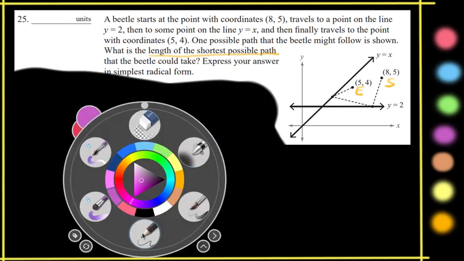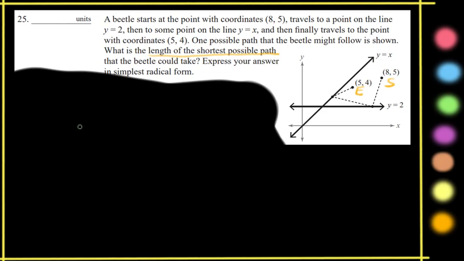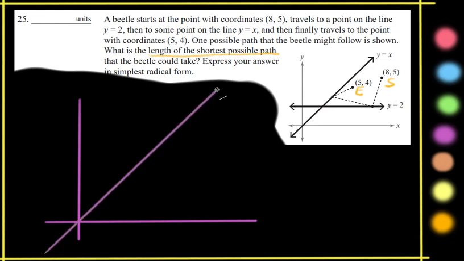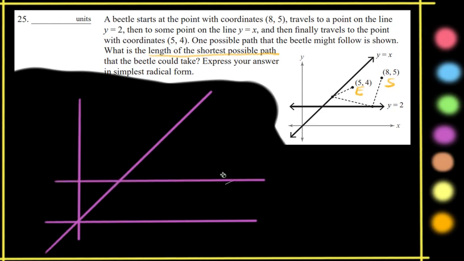All right, so we have our y-axis, we have our x-axis, we have our x equals y, and we have our y equals 2, and then we have our (8,5) and our (5,4). So the key here is to reflect this point about this y equals 2 axis.